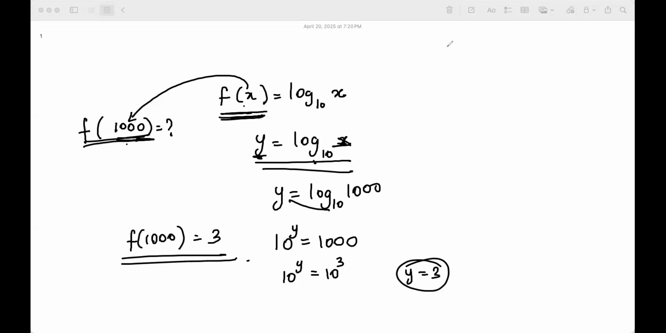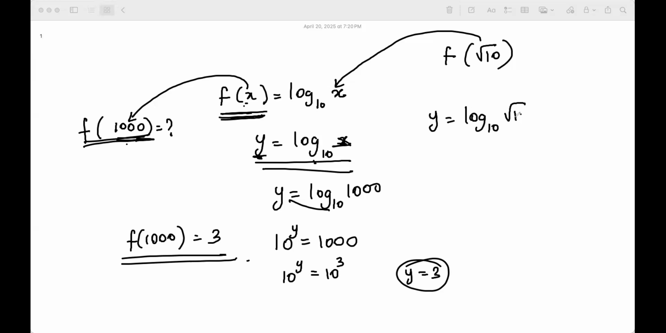If I'm asked to find out what is f of root 10, how do I find it? They are asking us to substitute x equal to root 10. Let me write it down. y equal to log base 10 of root 10. This one is 10 power of y equal to root 10. Please convert radicals to rational exponents.